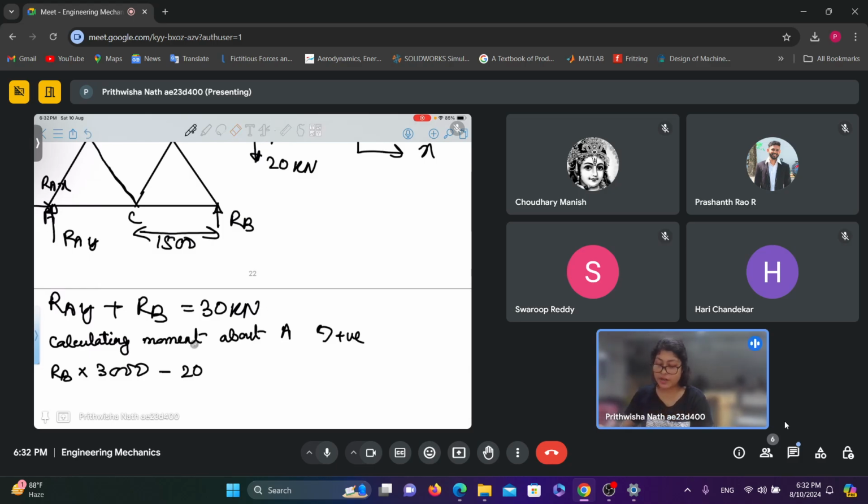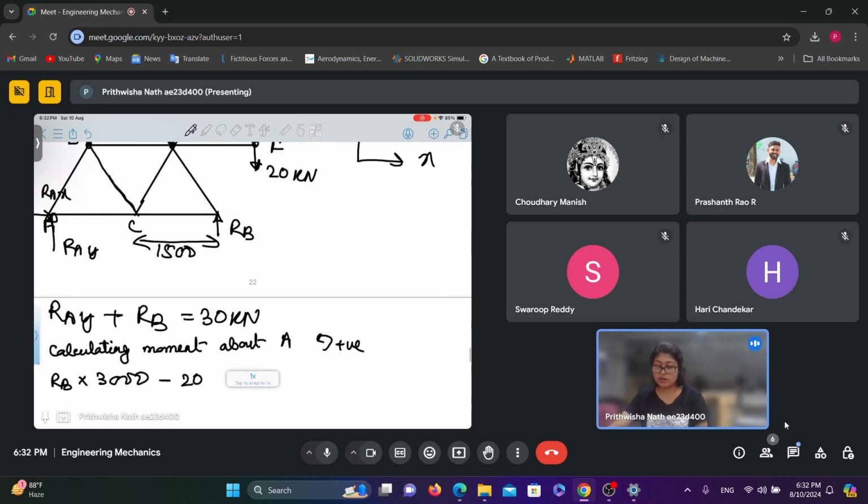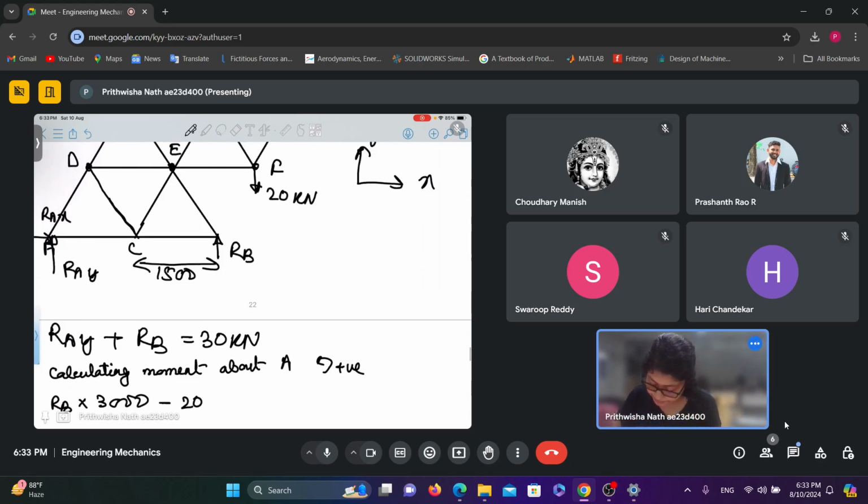So what is the distance that we should consider for this force at 20? So I need this total distance, right? We know that this is 1500. And can someone tell me what should be this angle?